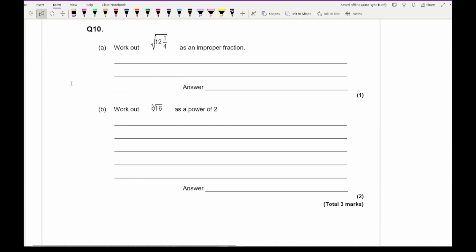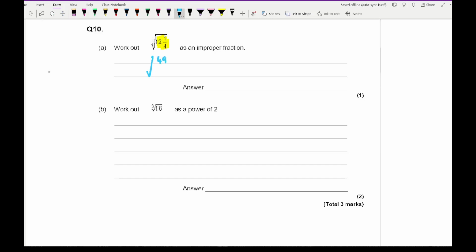Then moving on to question 10, it says work out the square root of 12 1/4. So again, into an improper fraction. So what we want to do first is write this as an improper fraction. So 12 times 4 is 48, plus 1 is 49 over 4. Then you should recognize that these are both square numbers. So square root of 49 over the square root of 4, which is 7 over 2, and I'm leaving it as an improper fraction as they've told me to, so it's 7 over 2.